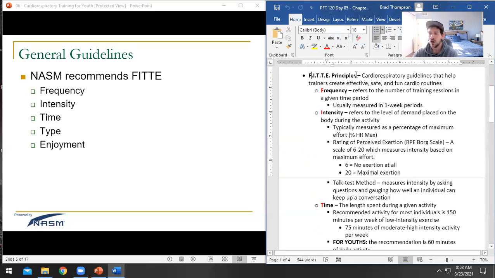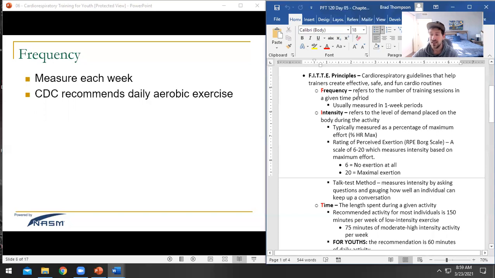So the FIT principles are cardiorespiratory guidelines that help you create effective, safe, and fun routines. They're going to be effective, getting your client to reach their goals. They're safe, so they're not going to overstress them. But they're fun and engaging, so your client will want to keep coming back and doing it more frequently, right? So the FIT principles are frequency, intensity, time, type, and enjoyment factor, right? Your frequency is the number of training sessions in a given time period.